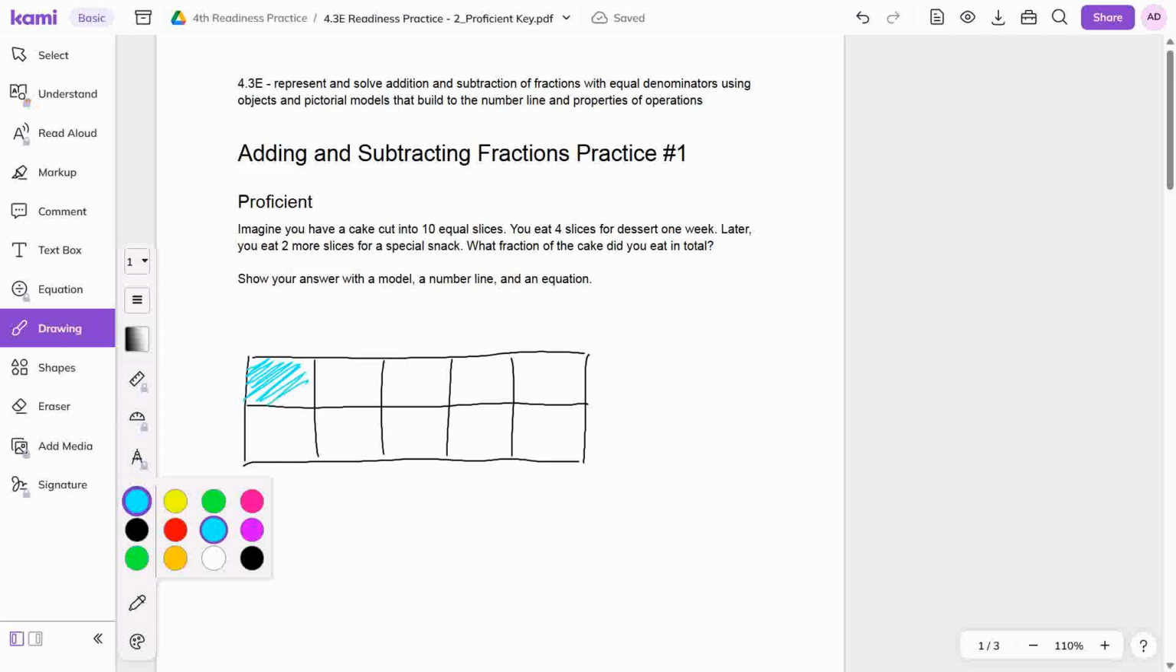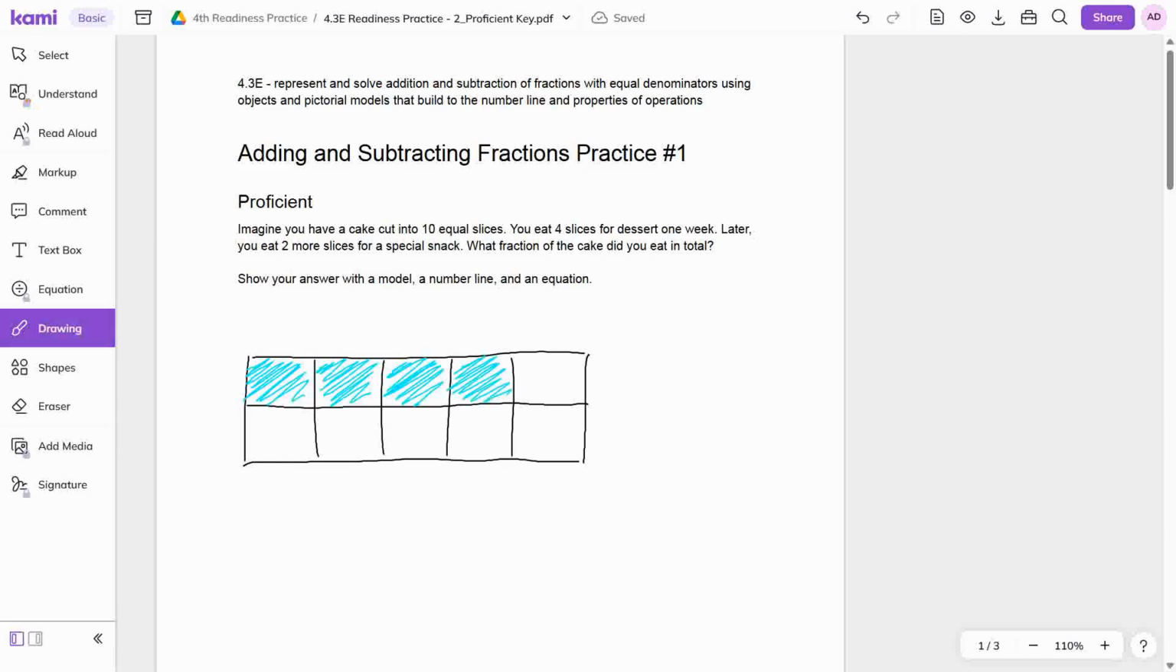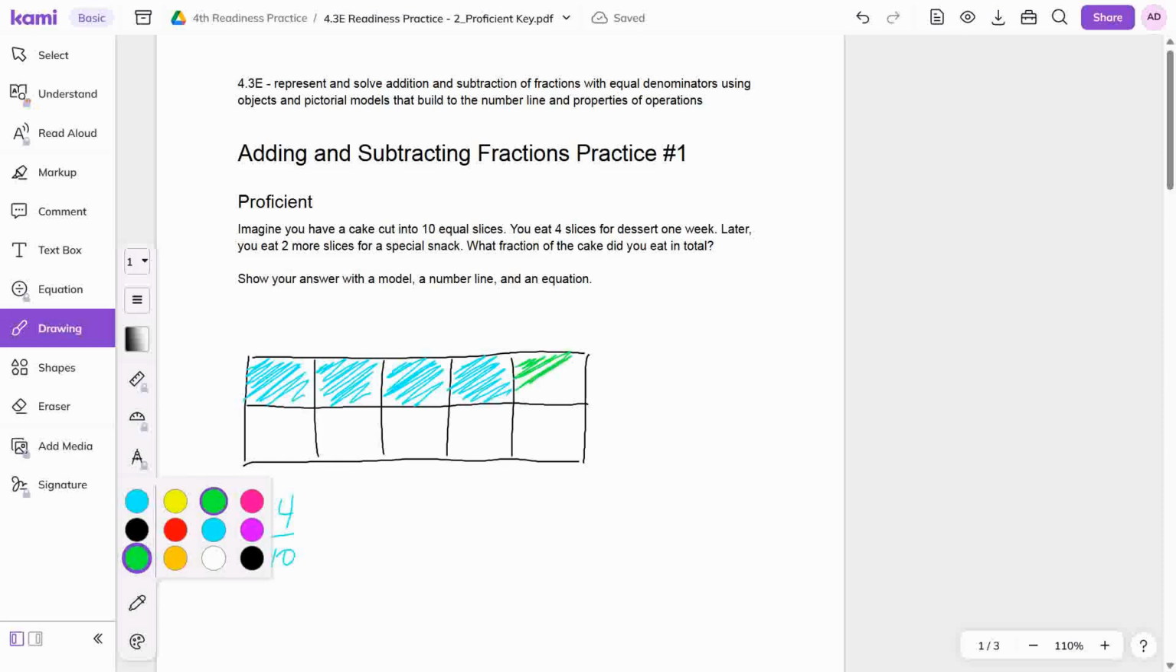All right, so you eat 4 slices. 1, 2, 3, 4. All right, so that is 4 tenths. Then later you eat 2 more slices. So let's just make 1 and then 2. So I've got 4 tenths and I've got 2 tenths. What fraction of the cake did you eat in total?